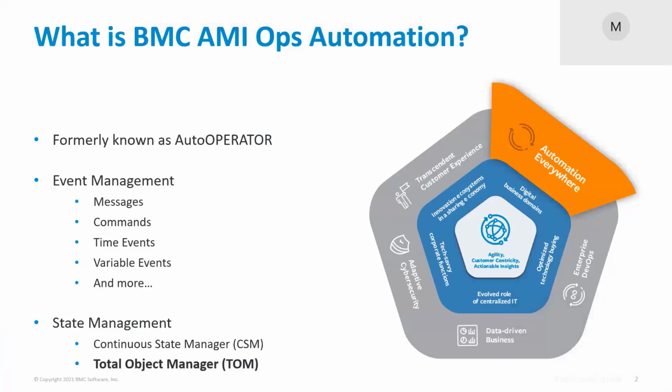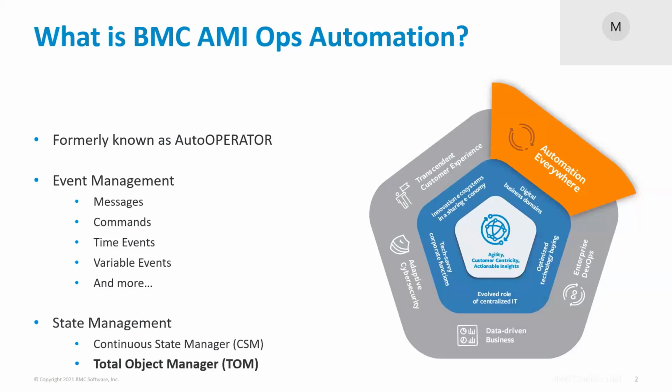So what is BMC AMI Ops automation? Well, BMC AMI Ops automation is a key tenet of BMC's Automated Digital Enterprise, or ADE, vision. AMI Ops automation provides important technology to develop meaningful automation everywhere, including the z/OS ecosystem. So BMC has a larger initiative, and the AMI Ops automation solution plays a key role in it. Now, BMC AMI Ops automation was previously known as Auto Operator. As you may know, last month we did a major rebranding of all the MainView solutions.